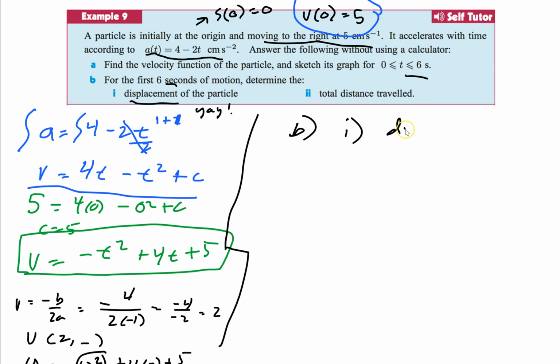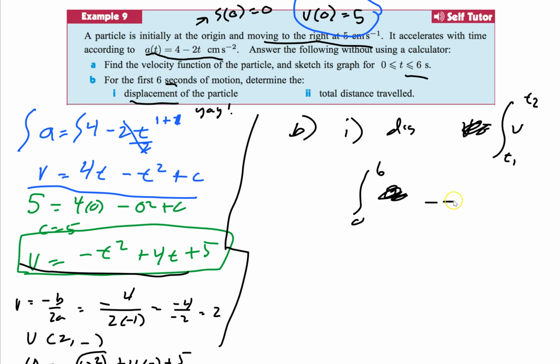Displacement is just, and it's in your formula sheet actually, the integral of velocity from t1 to t2. So you just copy down, oh, displacement, do that. So we have to plug it in. We're going to integrate from 0 to 6 of my velocity equation, negative t squared plus 4t plus 5. You can integrate it, get your answer. That's too easy.